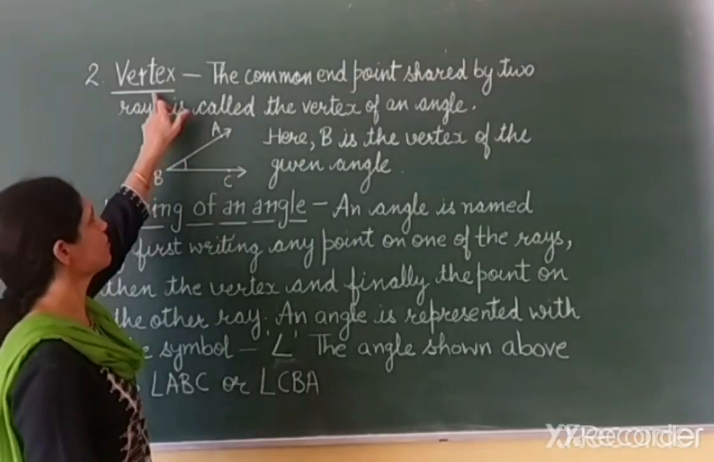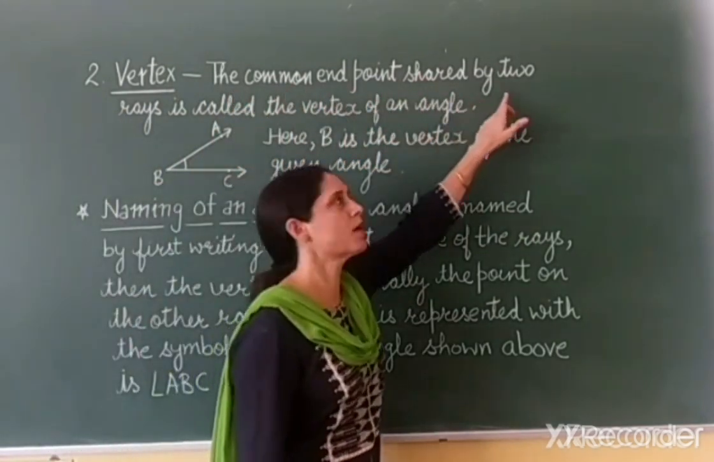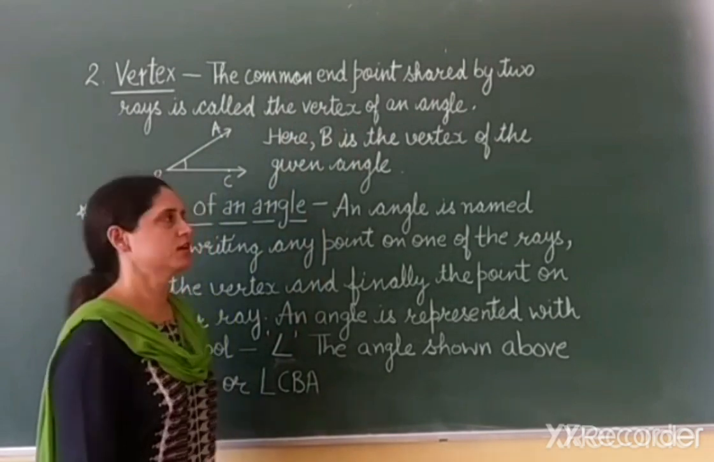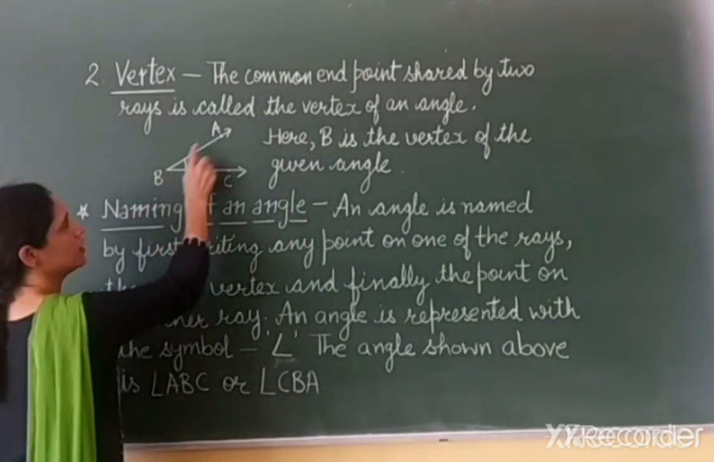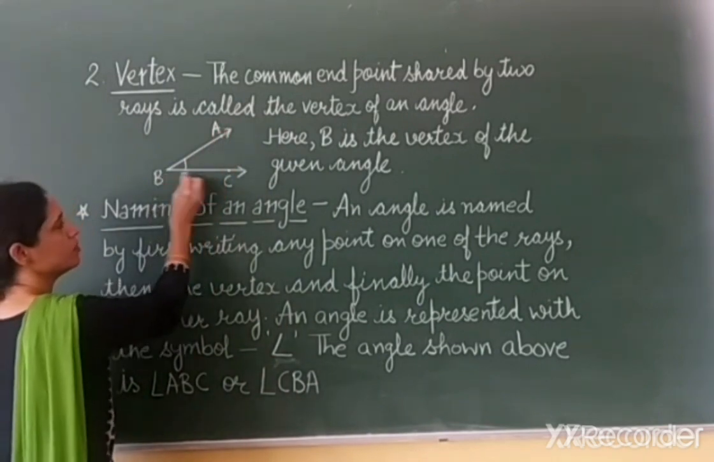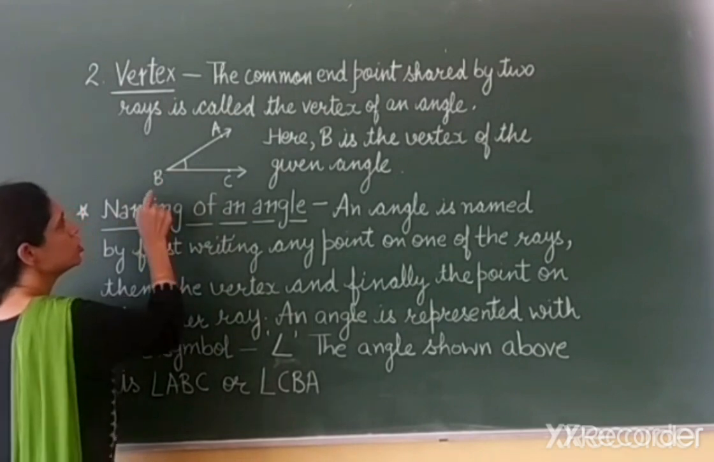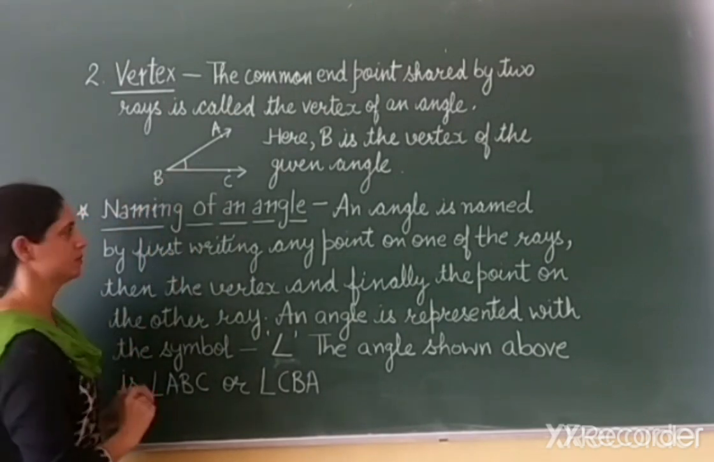We will discuss vertex. The common end point shared by two rays is called the vertex of an angle. Here there are two rays, ray BA and ray BC, having common end point B. So B is known as the vertex of this angle.